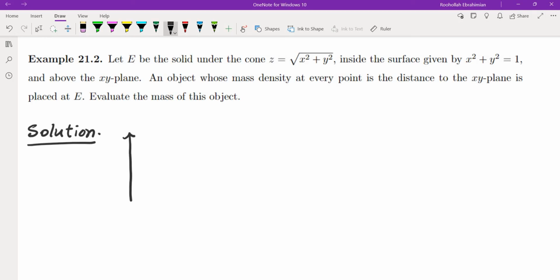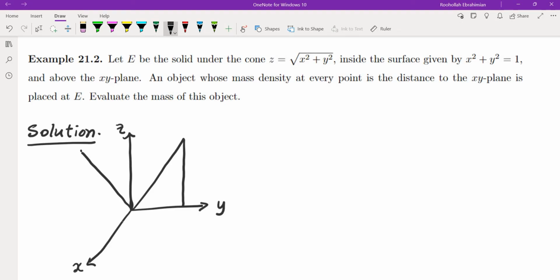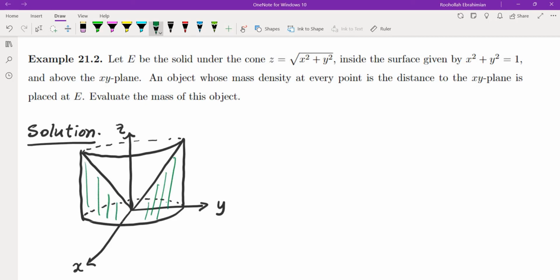So let's do that. It's the solid under this cone, so we'll draw the cone first. We have x, y, z. The cone has its vertex at the origin, and it is inside this cylinder. It is something like this. They also told us that it is above the xy plane, so this is basically the region we have. We have the cylinder, and we have basically removed a cone from the cylinder.